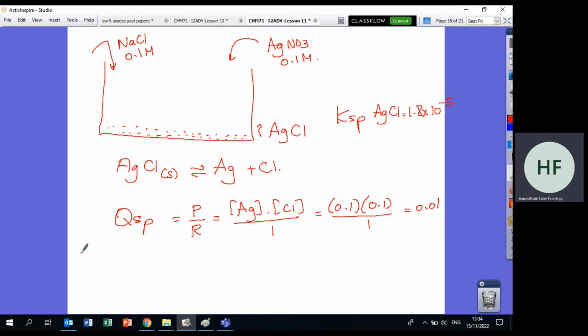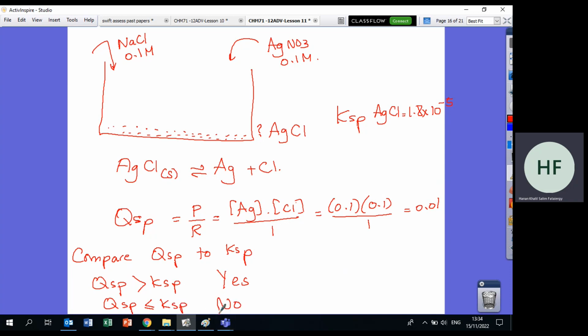I will compare QSP to KSP. If QSP was more than KSP, this means yes, a solid will form. If QSP was less than or equal to KSP, this means no precipitate or no solid will form. So first step, I will calculate QSP and then I will compare it to KSP.